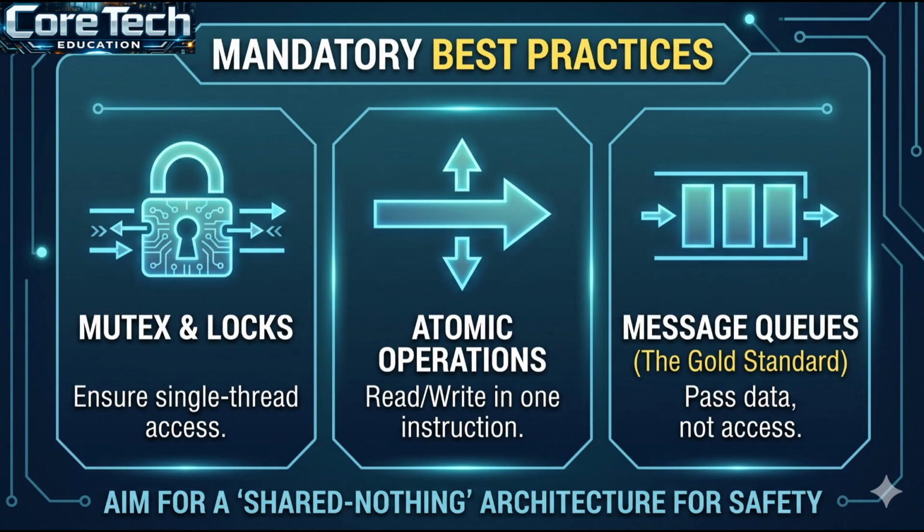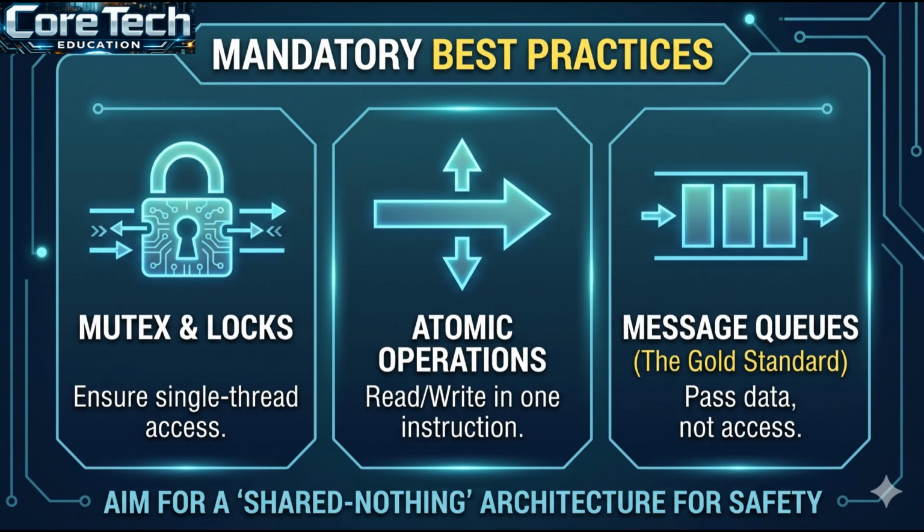So how do we defend against torn writes and race conditions? The answer lies in mandatory best practices. The first tool is mutexes and locks. By enforcing single-thread access, we make sure only one task touches the shared data at a time, eliminating conflicts. Next, atomic operations. These allow a read or write to happen in one indivisible step. No interruptions, no partial updates, just clean, reliable data handling.